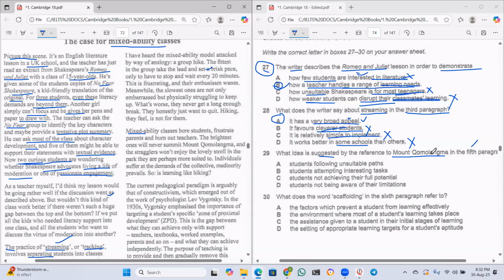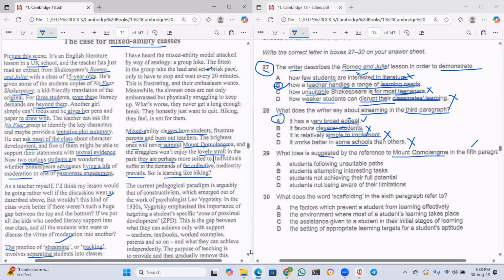Now, where is this Mount Comolagma? I think it is here. So let us read this. Mixed ability classes bore the students, frustrate the parents, burn out teachers. The brightest ones will never summit Mount Comolagma, and the stragglers won't enjoy the lovely stroll in the park. They are perhaps more suited to. So individuals suffer at the demands of the collective. Mediocrity prevails. So is learning like a hiking?